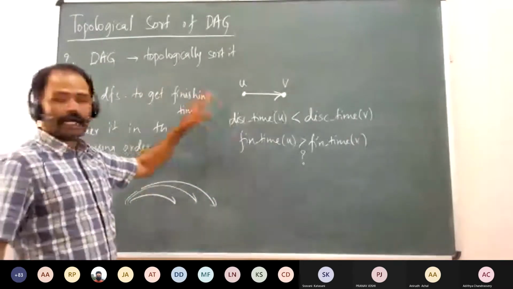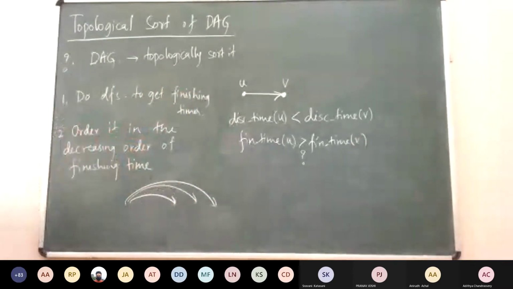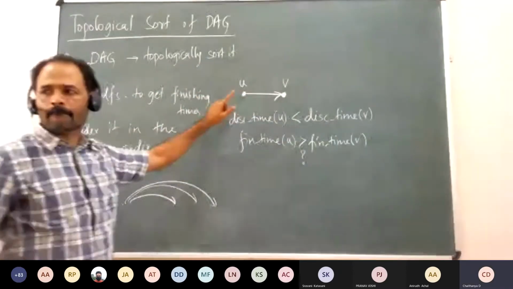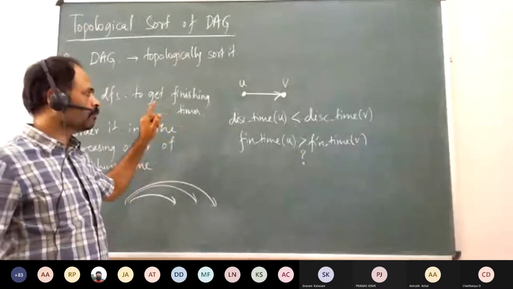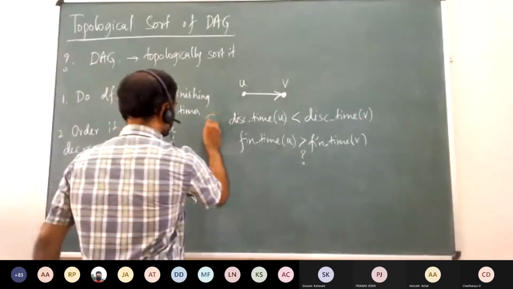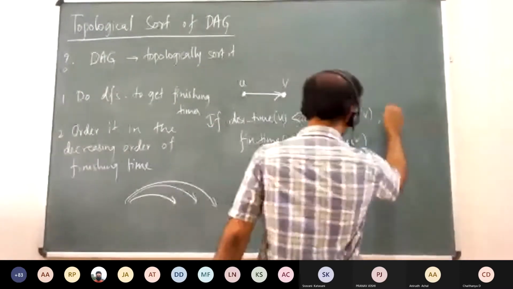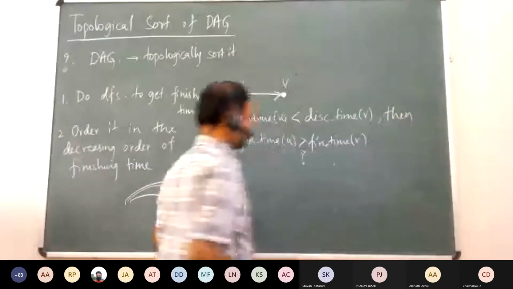Notice that here we add a precondition. What was the precondition when we proved this claim or lemma? There is an edge between U and V. Apart from that, U was discovered first. This was very important. Only if the discovery time of U was before V is this true. U should be discovered first.